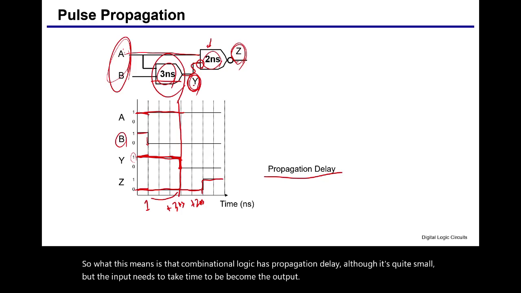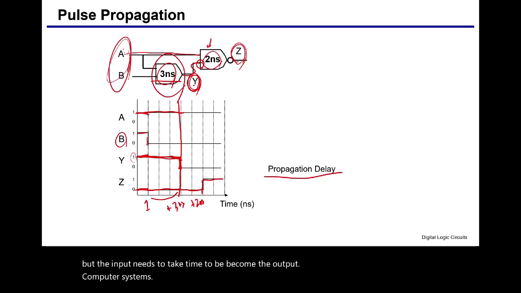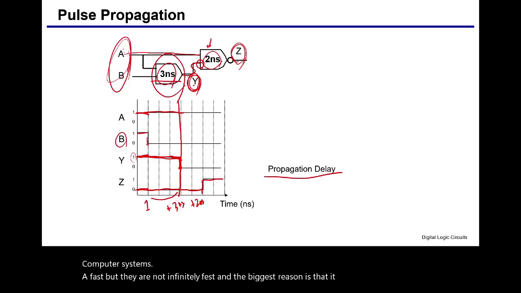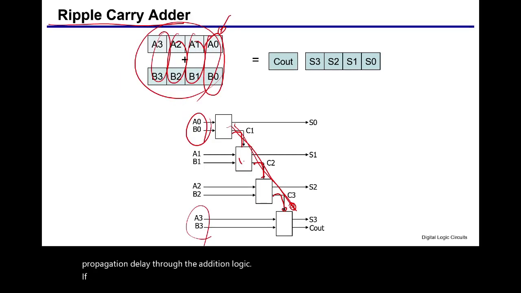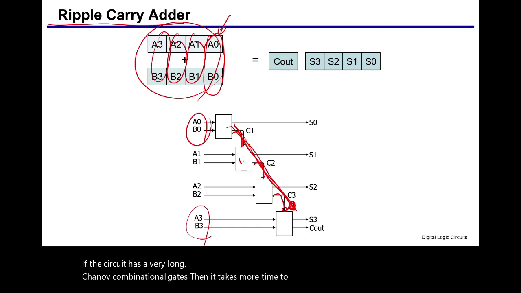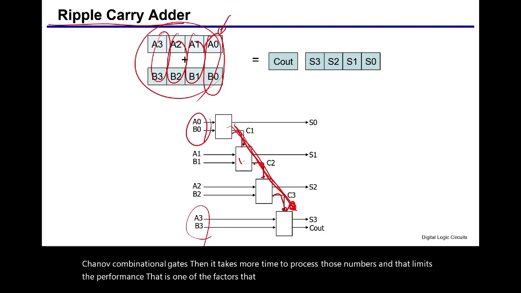Computer systems are fast, but they are not infinitely fast. And the biggest reason is that it has propagation delay. If you give the computer CPU 2 numbers to add, it takes time because of this propagation delay through the addition logic. If the circuit has a very long chain of combinational gates, then it takes more time to process those numbers. And that limits the performance. That is one of the factors that limits the performance of your computer system.